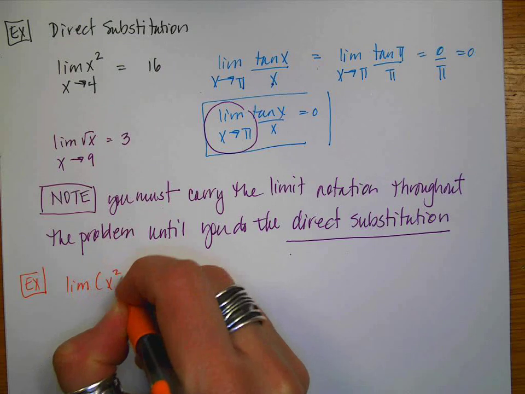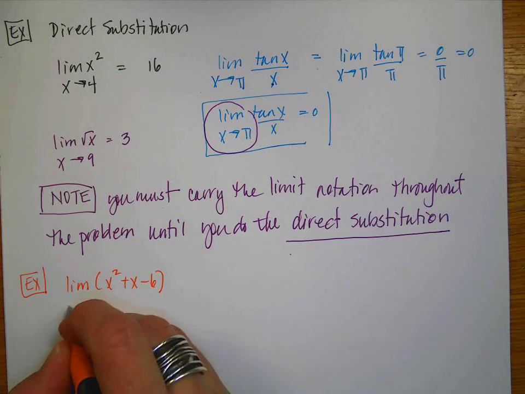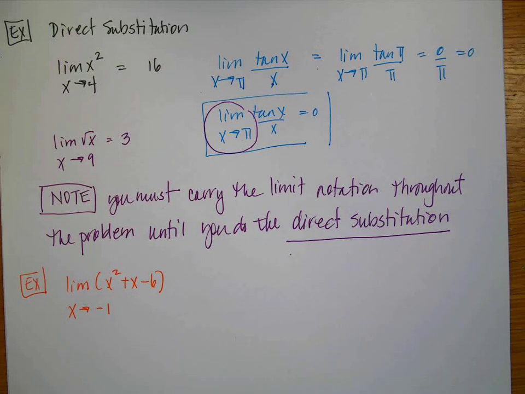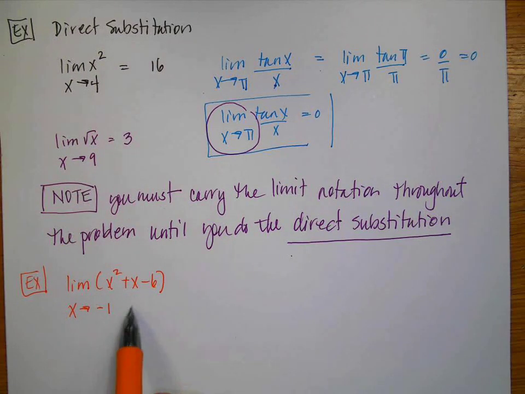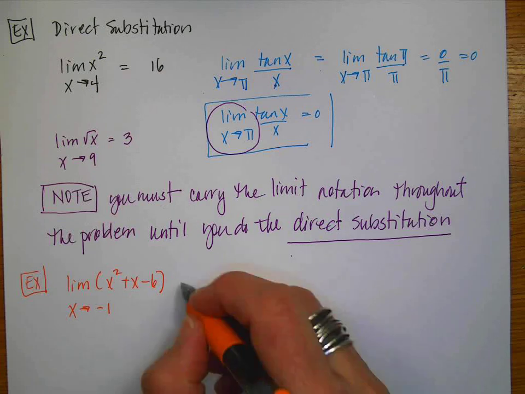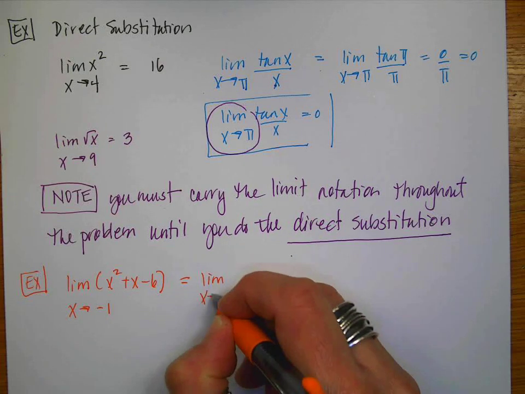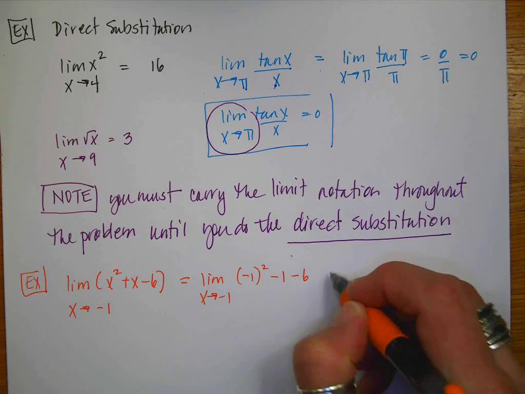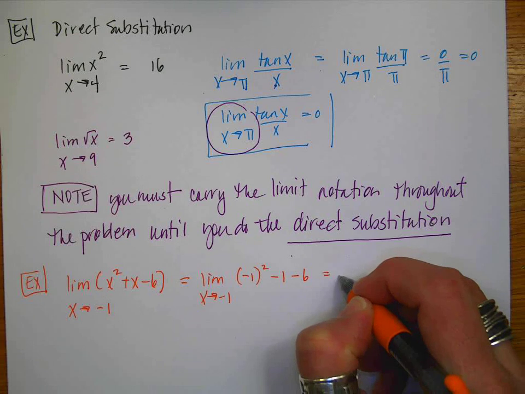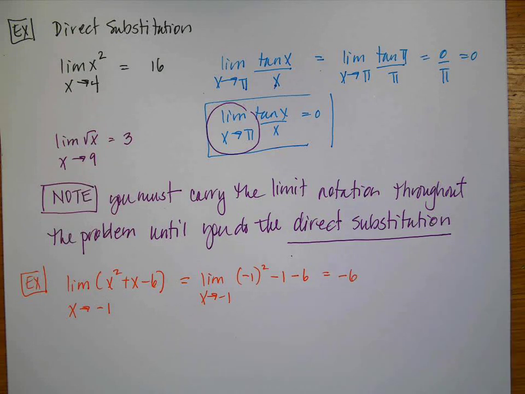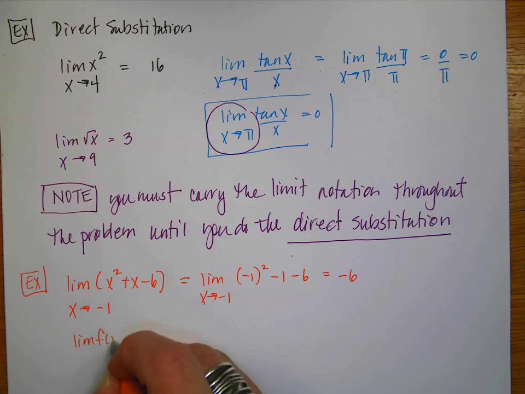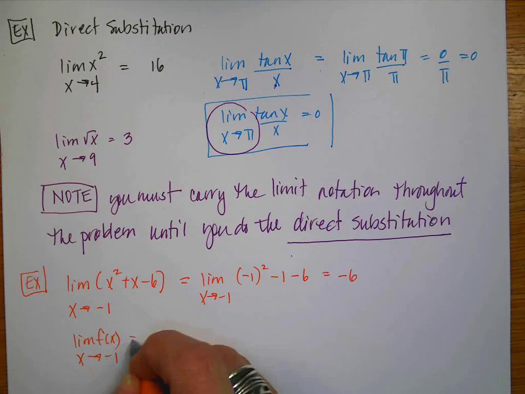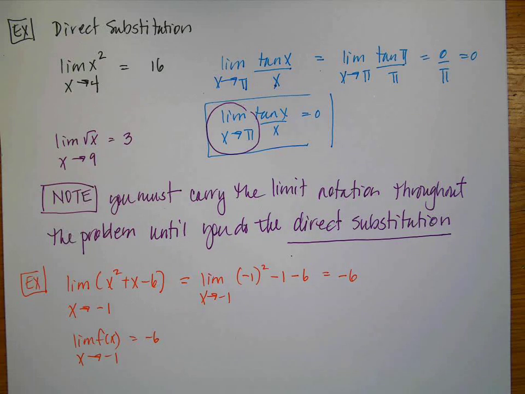So what if I have the limit of x squared plus x minus 6 as x approaches negative 1? Well, in this one, again, I don't have anything in the denominator. I don't have anything that's going to make it undefined. I don't have anything that's going to make it the indeterminate form. So I can just do some straight substitution. So this is the limit as x approaches negative 1 of negative 1 squared minus 1 minus 6. And that simplifies to be negative 6. And then I would write my answer politely. The limit of the function as x approaches negative 1 is negative 6.